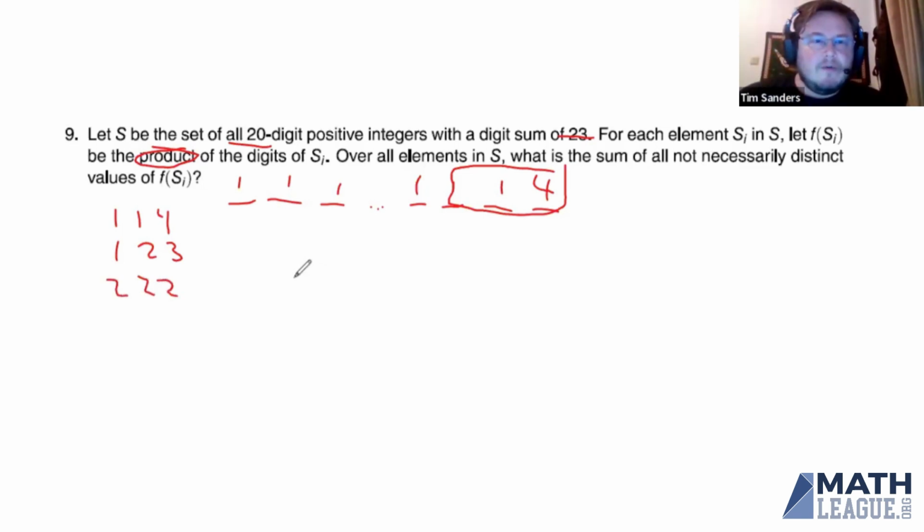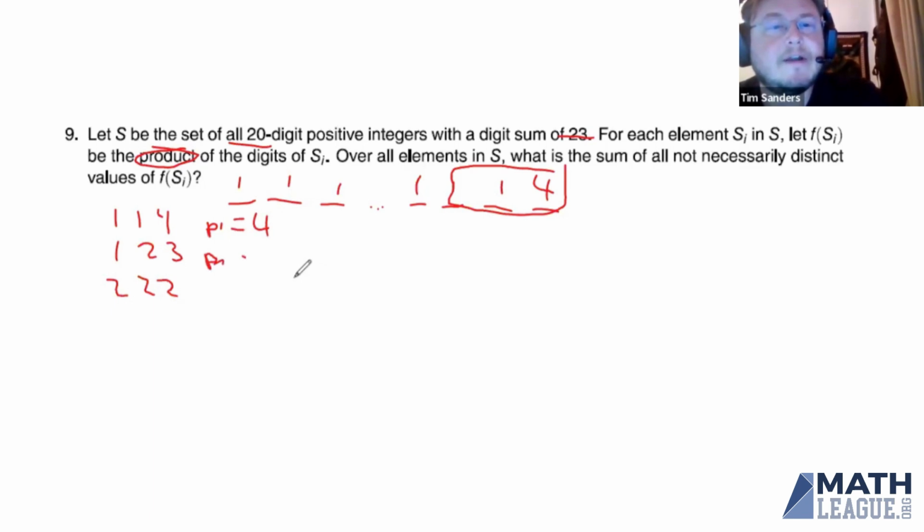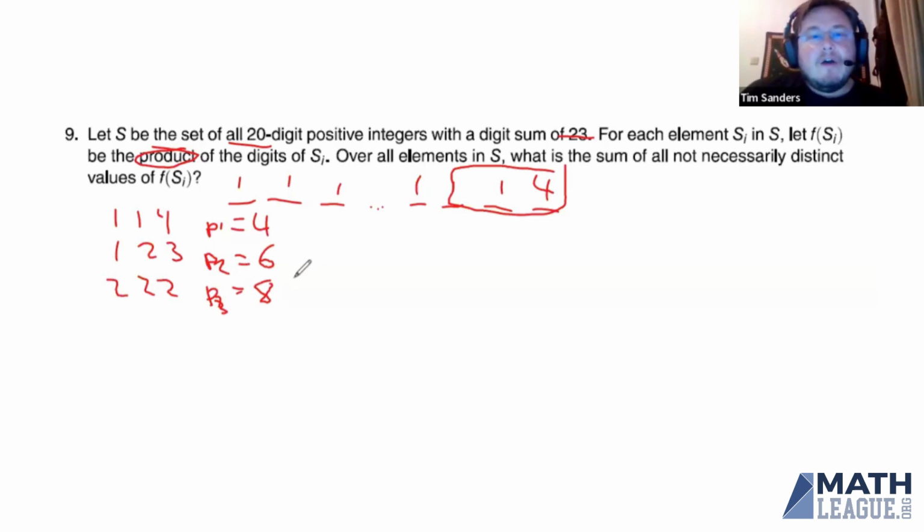All right. So first off, I have this first one, and let's talk about what the product is. I've got a bunch of 1s times 4. That's a 4. The second product is going to be a bunch of 1s times 2 times 3, which is 6. And the third product is going to be a bunch of 1s times 2, 2, 2. That's an 8. Okay, now how many of each of these do I have? Well, first off, for that first one, it's kind of easy, right? I've got 20 places where the 4 could be.